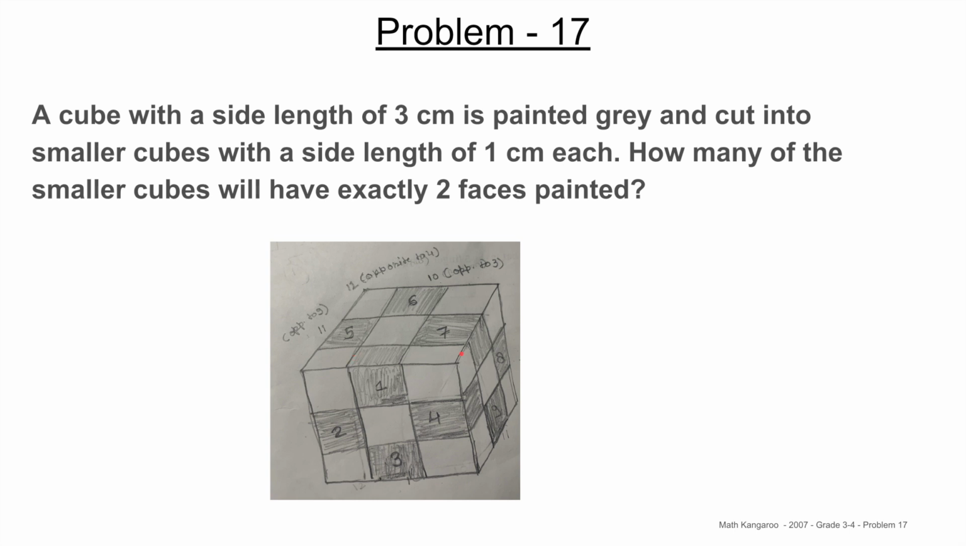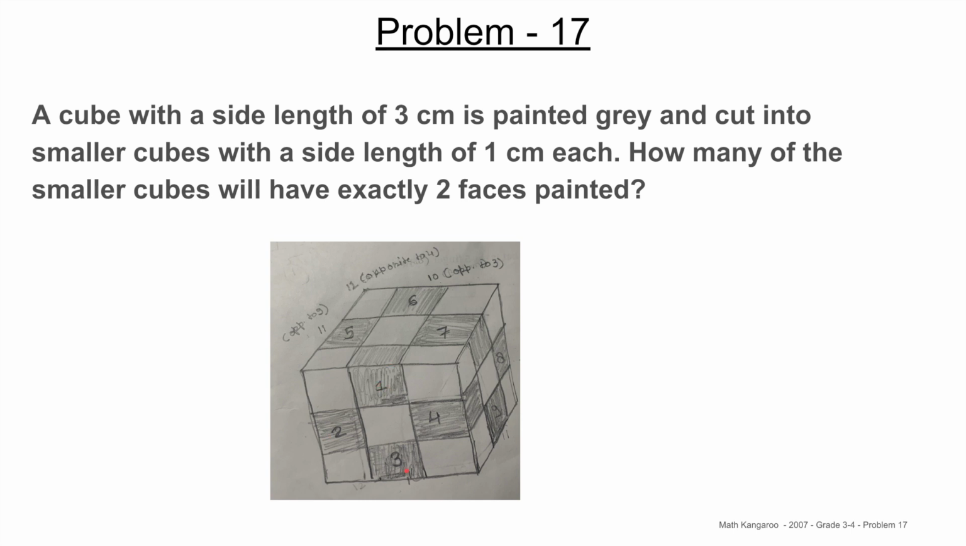The corner cubes have 3 faces painted gray. We don't count these. Face-centered cubes, the cubes in the middle, have 1 face painted. We don't count these either. Edge cubes, this one, have exactly 2 faces painted. So we count the 2-faces-painted cubes.